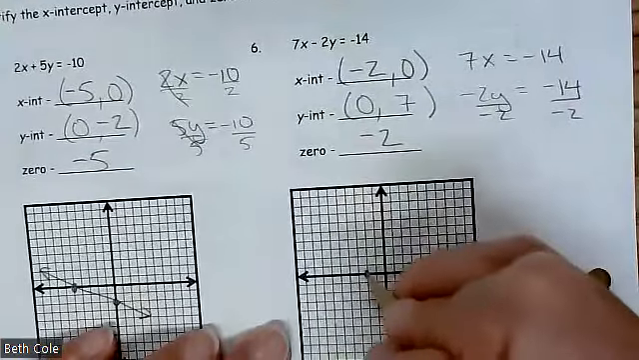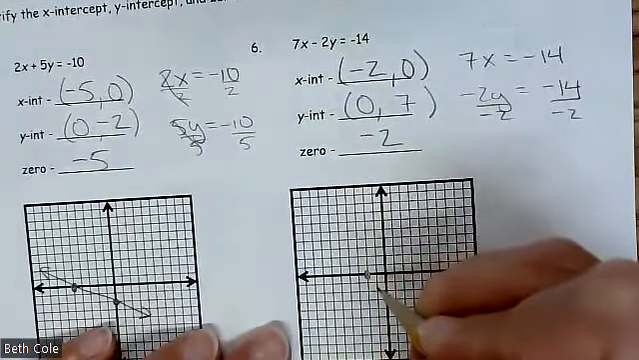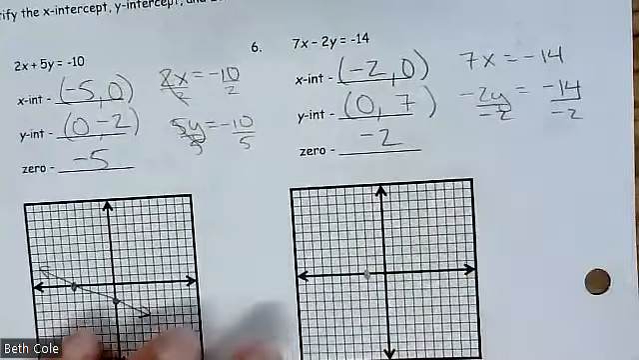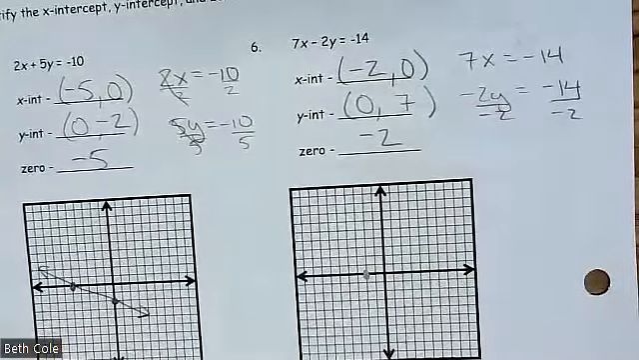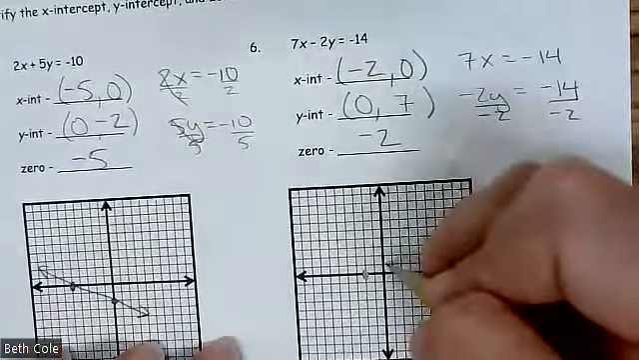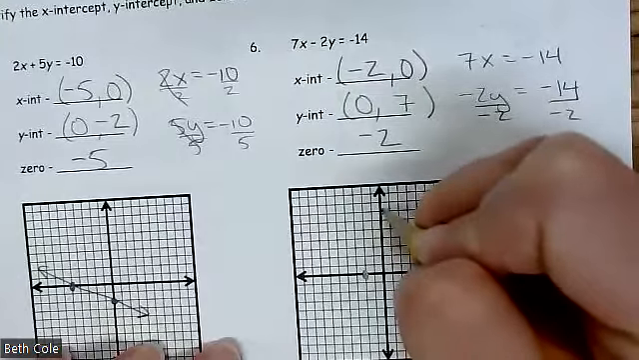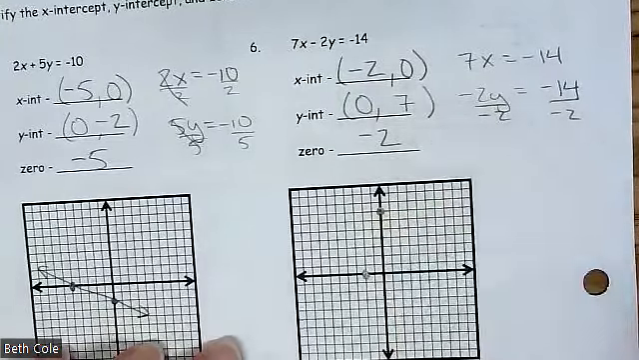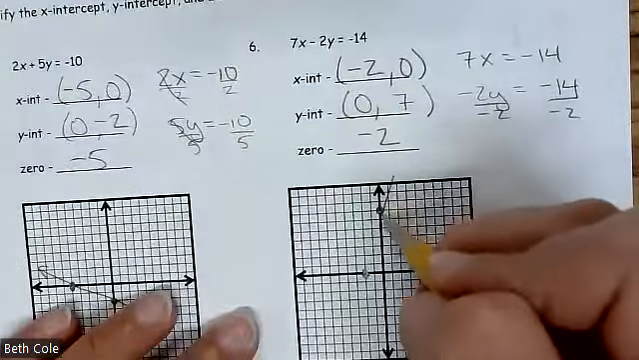Here's negative 2, 0. Are you okay? Okay. I told you no dying. I told you this. No dying.